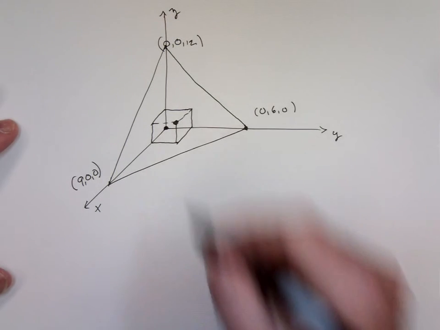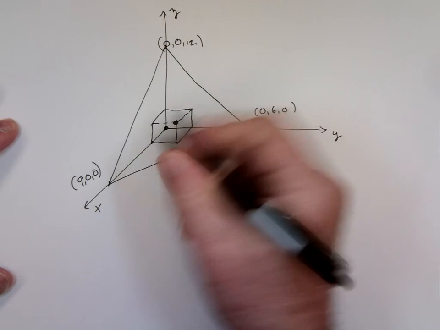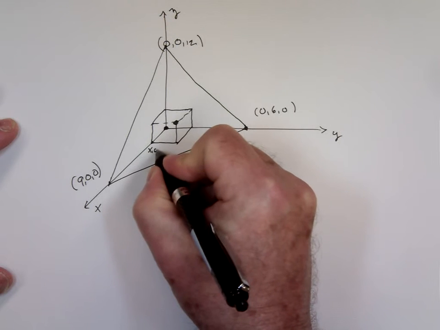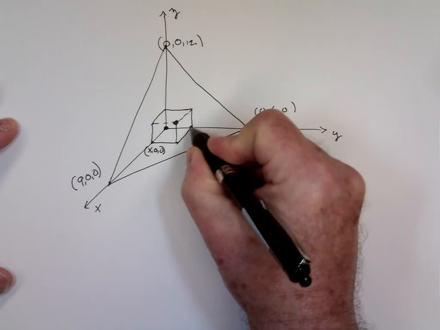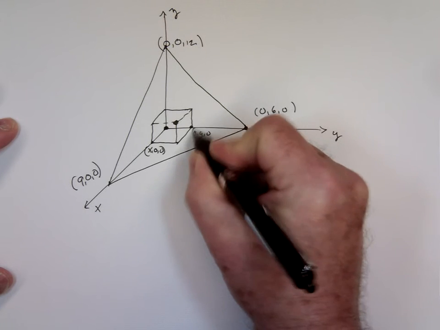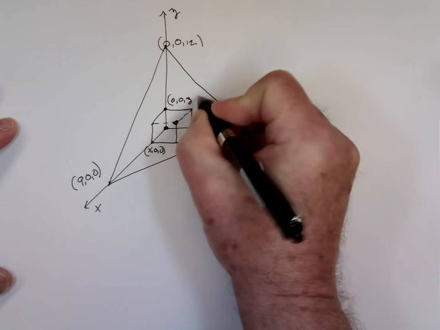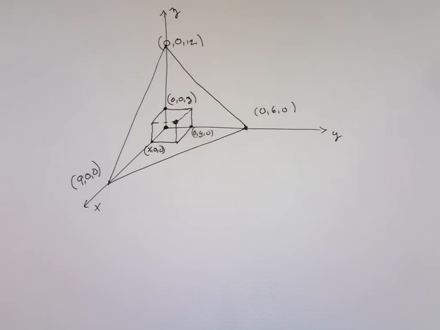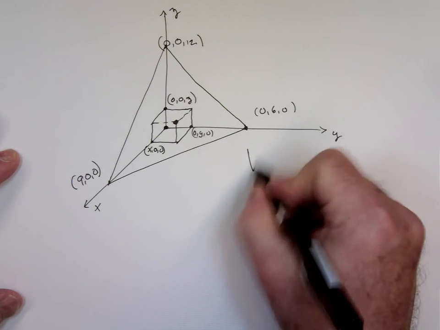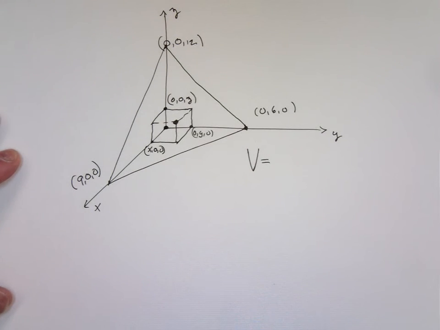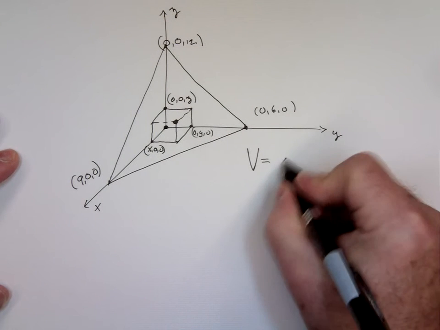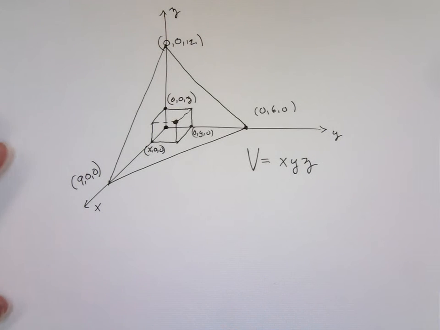Okay? So let's call this point right here X, Y, and Z. So we want to find X, Y, and Z so that the volume of that tank is maximized. Well, what is the volume of that tank? What is it that has to be maximized? XYZ. That's the quantity to be maximized.